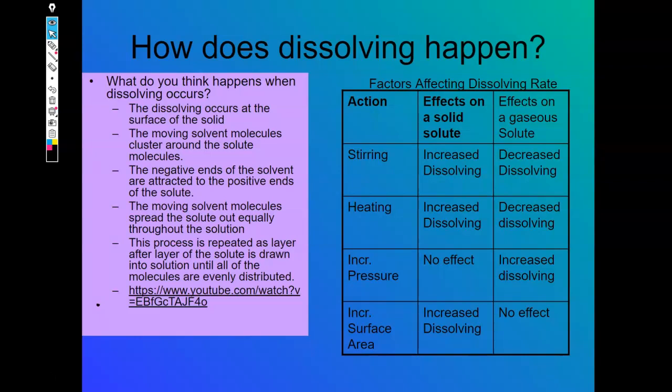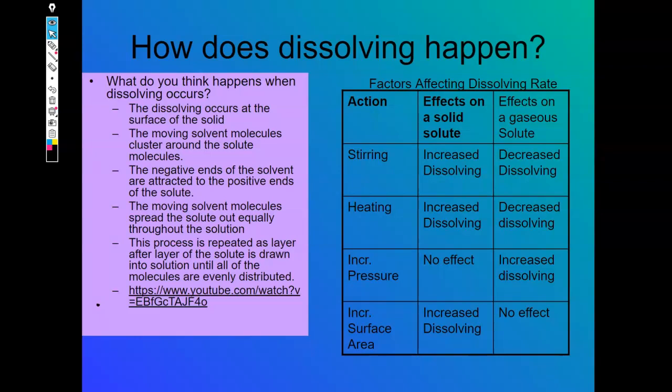So, what happens if we stir it? If we have a solid solute, stirring actually increases our dissolving. If we have a gaseous solute, that actually decreases the dissolving. You can check that if you want to by pouring some Sprite into a cup and observing all those gas bubbles. If you were to go stir the Sprite up, more gas bubbles would float to the top.